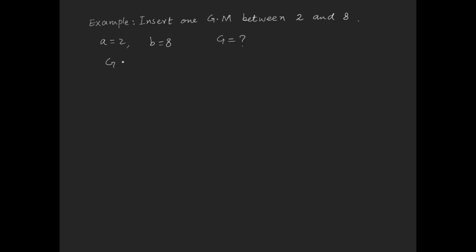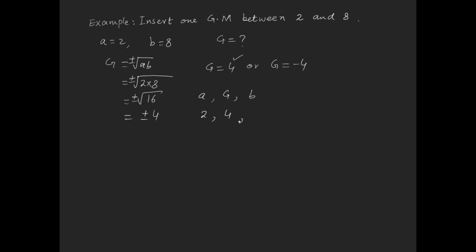The formula for G is square root A multiplied by B. This means 2 multiplied by 8, which is 16, and take the square root. So square root of 16 is 4, but we will take plus and minus both. So G, that is geometric mean, is either 4 or minus 4. Both are correct. So if we are taking this 4, then the sequence will be A, geometric mean, B. So A is 2, geometric mean 4, and B is 8.